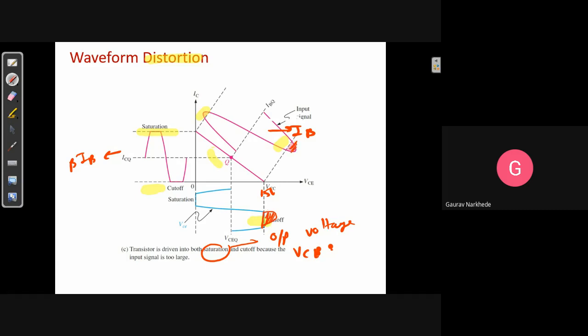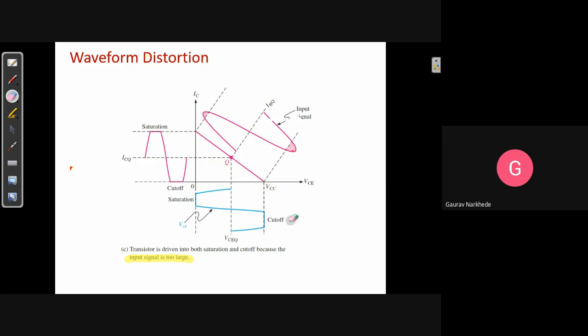That means if we are giving more input current, let us say this is 5 volts, and we are giving more than 5, right? So what is happening? These two parts will get cut off. So again this is also called a waveform distortion. This is the third case, when the transistor is driven both into cutoff as well as saturation region, because here you can see what is written: input signal is too large.